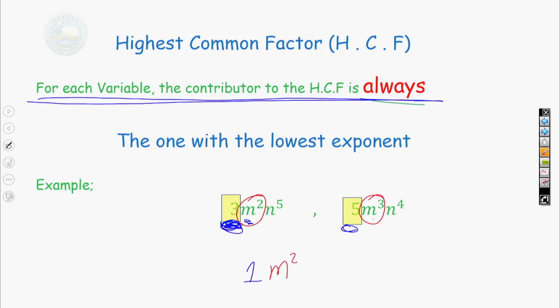We have done our coefficients. We have done our m's. We move to the next one along the line. The next one is what? N. So for our n's, what contributes to the highest common factor?